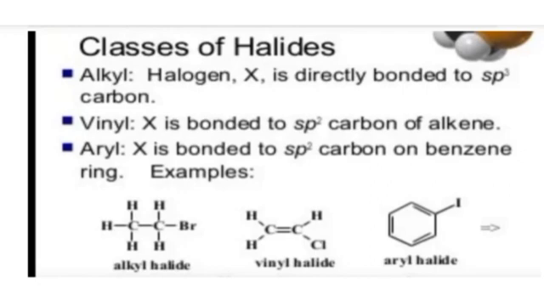If the halogen is attached to the sp2 carbon on the benzene ring, that is called aryl halide. So this is one of the most important topics, please try to learn.